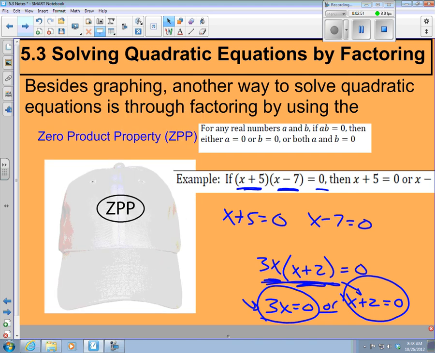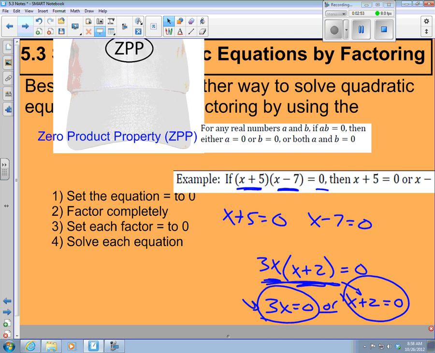You see the ZPP hat? It's one of my college hats, no big deal. Sweet lid.